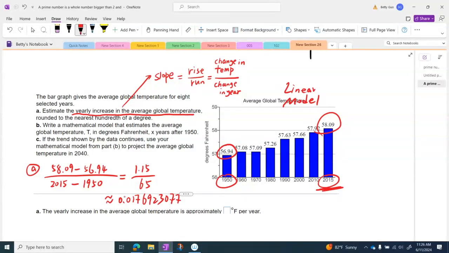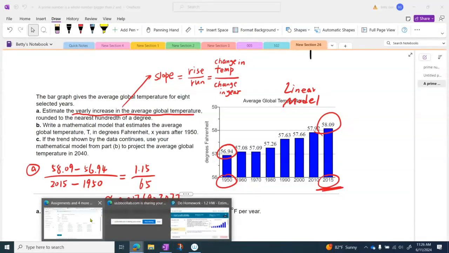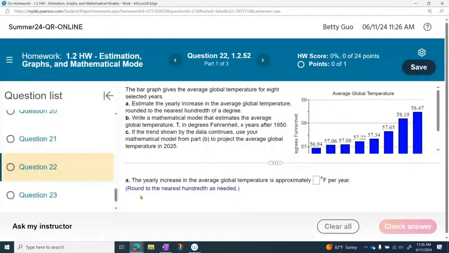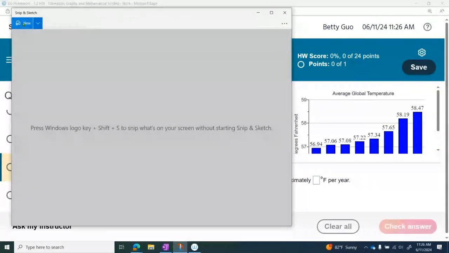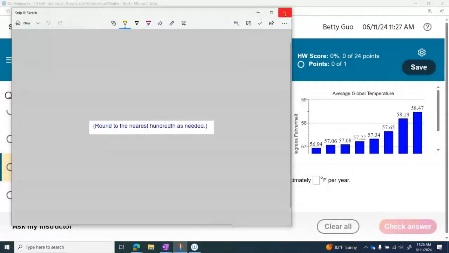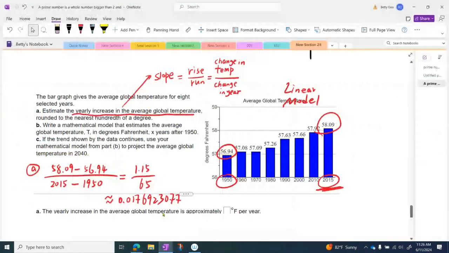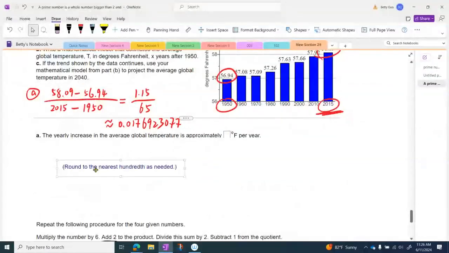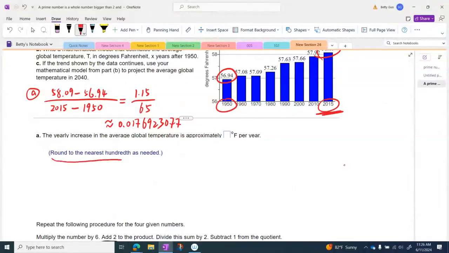Read the question very carefully. Let's go back to the question. The rounding instruction: round to the nearest hundredth as needed. Whatever is inside the parentheses, when you work on the Pearson for this course, those are important information. Please make sure you do not ignore whatever is inside the parentheses, okay? And this tells us how to round the result and then put it in the cell. Round to the nearest hundredth.